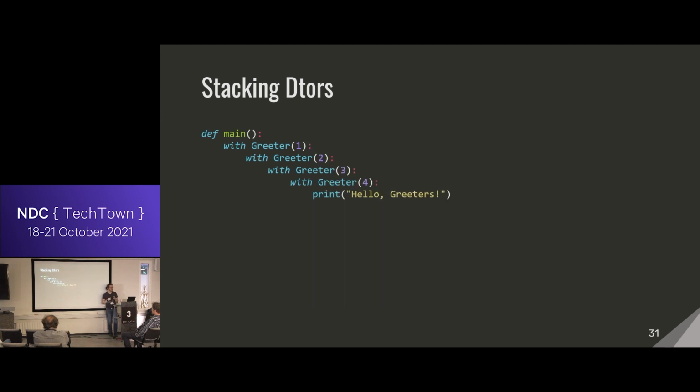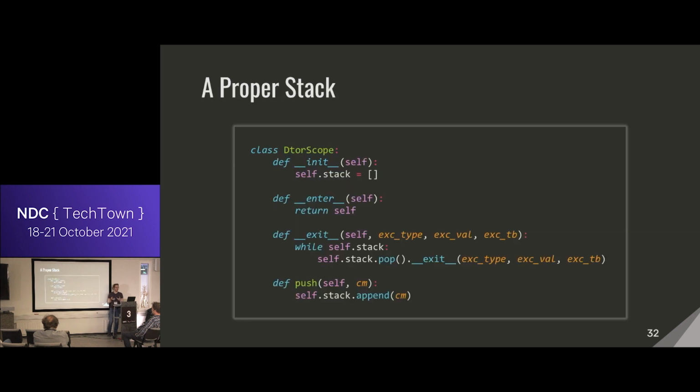So what do we do? Instead of stacking everything with nesting, we can move to a proper stack. So we create a new object called the destructor scope. The destructor scope basically holds a stack with the destructors for all the objects that we create. And it's fairly straightforward. We use a list as our stack because it has pop and append. Like vector is the default container for everything in C++, in Python, we use list.